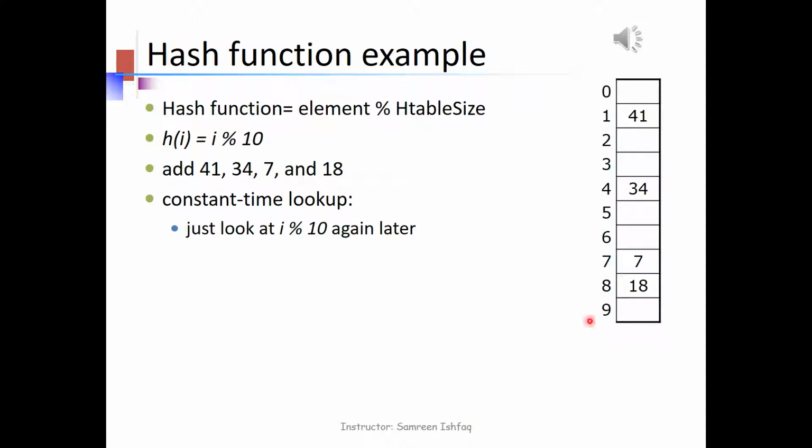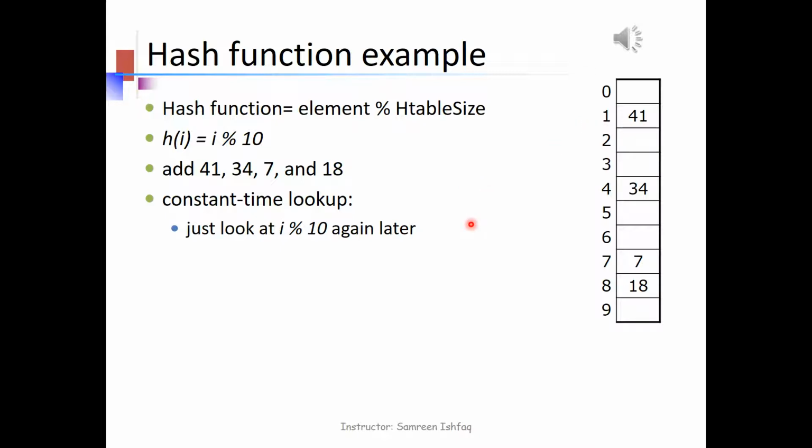First we need an array of fixed size. Here is an array of size 10, from 0 to 9. And the hash function looks like this: element mod h, where h is the hash table size. The element is the data that we want to insert. The hash function will map the element into the array. So if I want to insert 41, 41 mod 10 is equivalent to 1, so 41 will be inserted at the first location.